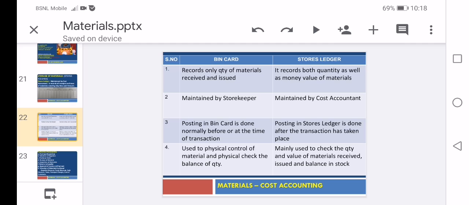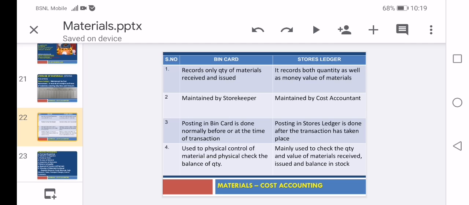Posting in bin card is done normally before or at the time of the transaction. Means before arrival of the stock or at the time of arrival of the stock to the godown, to the warehouse, the bin card is maintained by the storekeeper. On the other side, stores ledger is recorded after the transaction. Means once the receiving of goods is over, then recording of stores ledger happens. Similarly, once the issue of material from the warehouse to production department is completed, then recording starts.